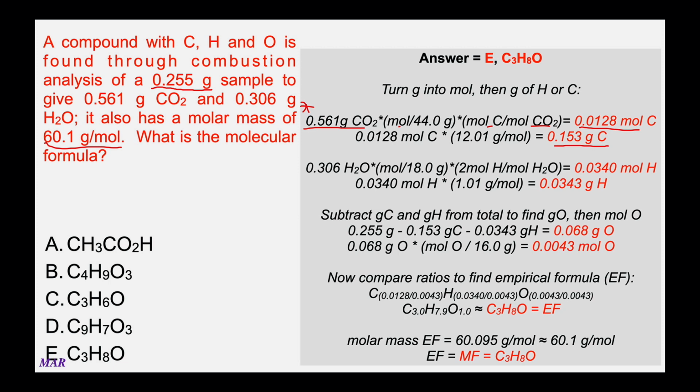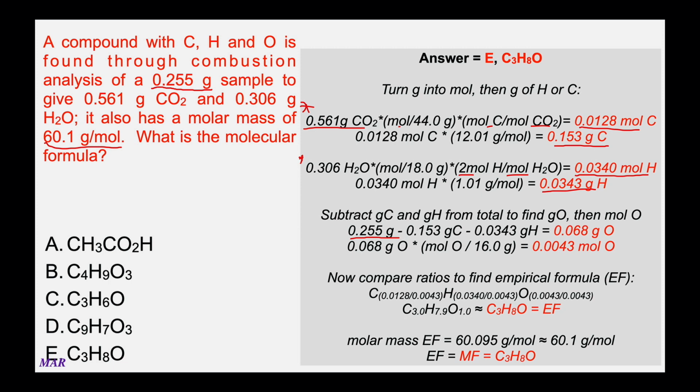Now, the next part down here is the same process, but for water. Grams of water to moles of water. Here's the 2-to-1 ratio that happens. Water is H2O, 2 hydrogens per water. This is the moles of hydrogen. And then like we did with carbon, we're going to turn moles of hydrogen into grams of hydrogen using the molar mass. Now, the grams of C and the grams of H, we're going to subtract from the sample mass.